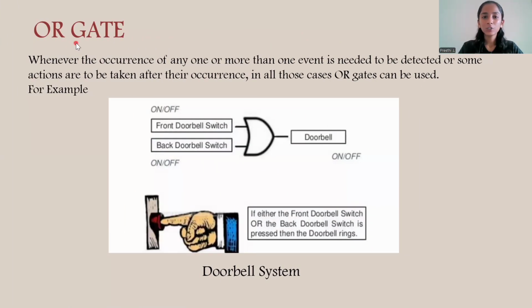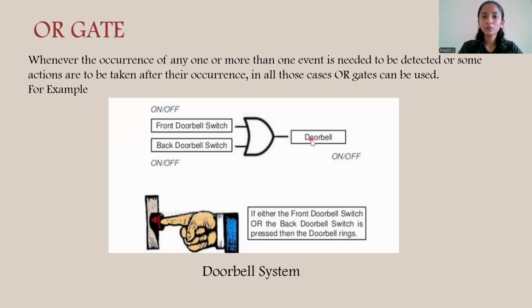Now let's see the applications of the OR gate. Whenever the occurrence of any one or more than one event needs to be detected, or some actions are to be taken after their occurrence, in all those cases, OR gates can be used. For example, a doorbell system. So here the two inputs are the front doorbell switch and the back doorbell switch, and the output is the doorbell. If either the front doorbell switch or the back doorbell switch is pressed, then the doorbell rings.